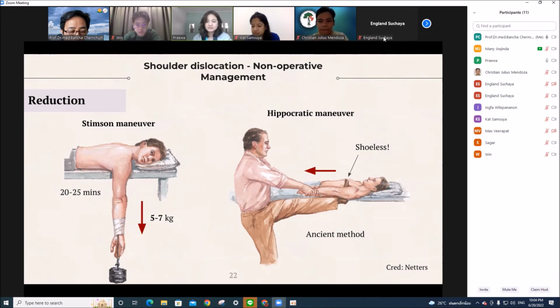Yeah, Hippocrates. But actually, there's a good point to the method because you can do this without any assistant, right? You can do it by yourself. Okay. But I think in this situation, you may have your assistant. It's the same concept as the traction, counter traction, right? Okay, next.